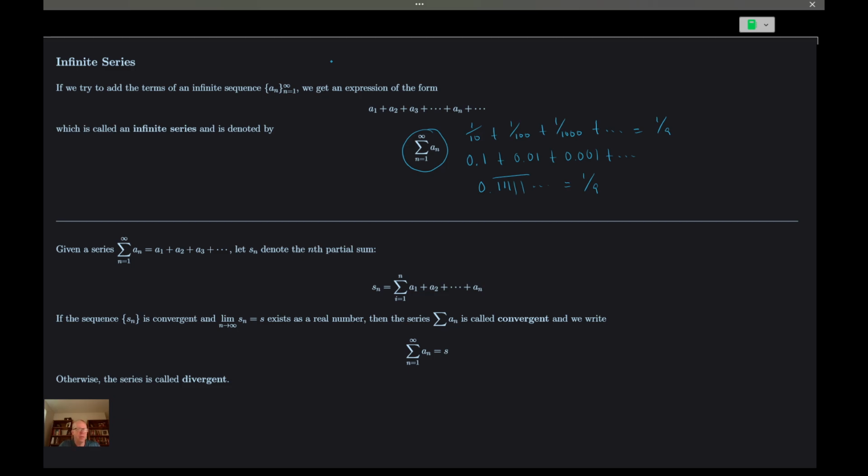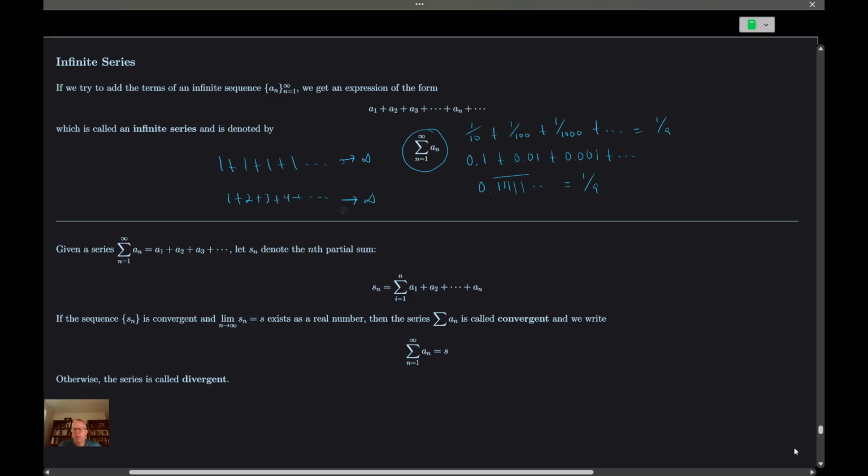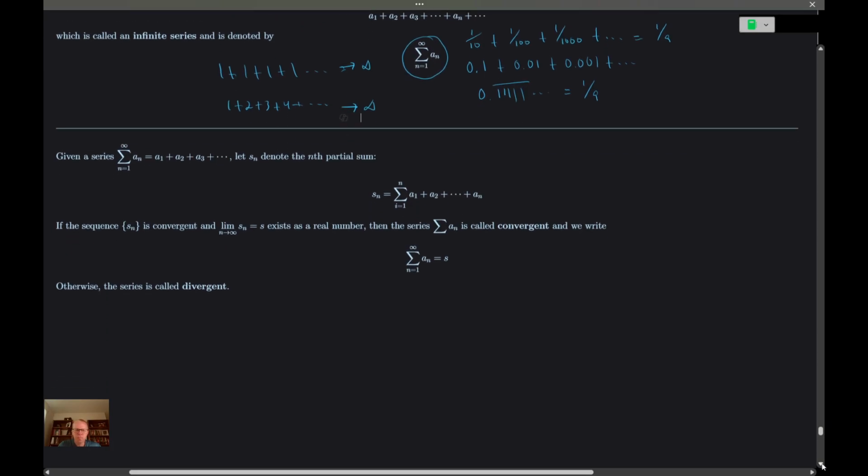But they can't always do that. Of course, if you add up 1 plus 1 plus 1 infinitely many times, that goes to infinity. Or 1 plus 2 plus 3 plus 4 infinitely many times goes to infinity. So not all sums will add to a finite number. Some sums will, and so the rest of this chapter is really about learning different methods for deciding if a series converges or diverges. We defined those terms in the last section when it came to sequences. They do mean the same thing.